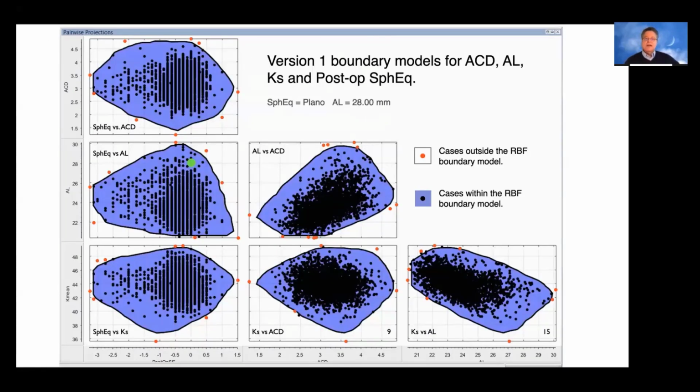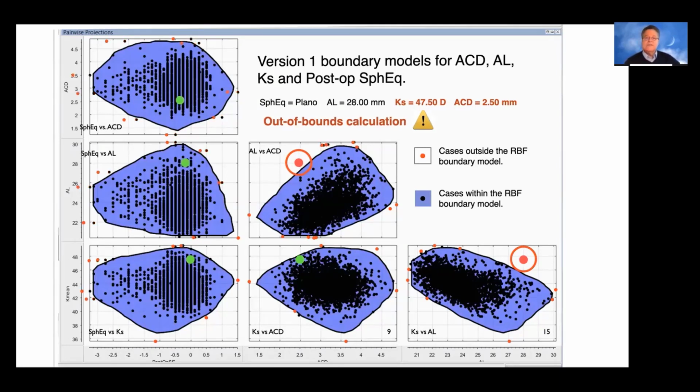Now let's take an unusual case. Here's a very long eye, an axial myope, and we're going to get some pretty steep Ks. In fact, we don't have data for a patient like this, so it's out of bounds. We're going to have a shallow anterior chamber depth. And we don't have data for this, so it's an out of bounds calculation. So for a very long eye with a shallow anterior chamber and very steep Ks, that's pretty unusual. And in the beginning, we didn't have enough data. We only had 3,400 cases.